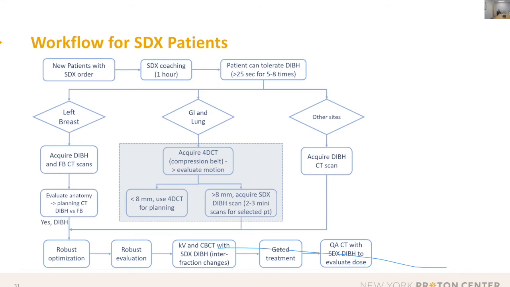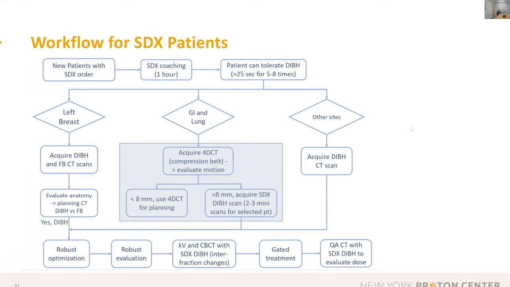DIBH or free breathing. If it's a GI or lung patient, we will first do a mini 4D CT scan and check the patient motion, especially around the diaphragm area, if the target is close to there, and see the motion amplitude. If less than 8 millimeter, we don't do a DIBH scan, just do a full 4D CT and then plan with that. If it's more than 8 millimeter, other motion mitigation methods may not be as effective as DIBH, then we will do a full scan with DIBH. At the same time, we do some mini scans to ensure there's high reproducibility.